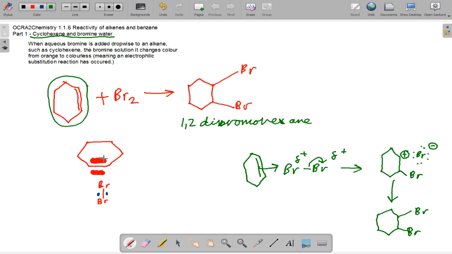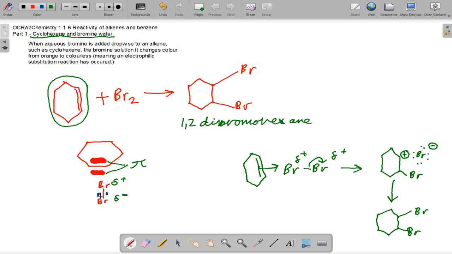So what's actually happening is the pi bonds here are overlapping and the double bond in this molecule is also causing an induced dipole. I'm assuming that you already know what induced dipoles are. If not, go to my tutorial in OCR AS chemistry and find out about van der Waals forces.